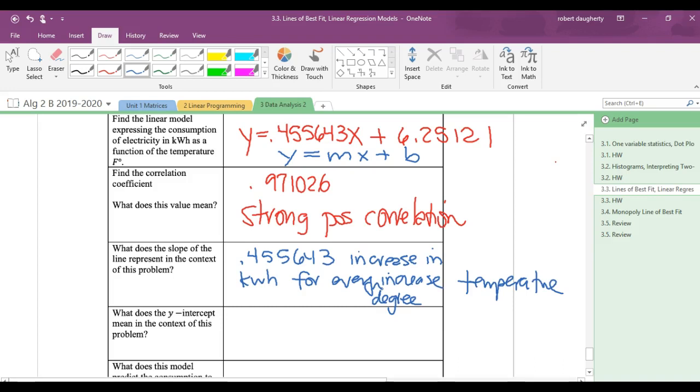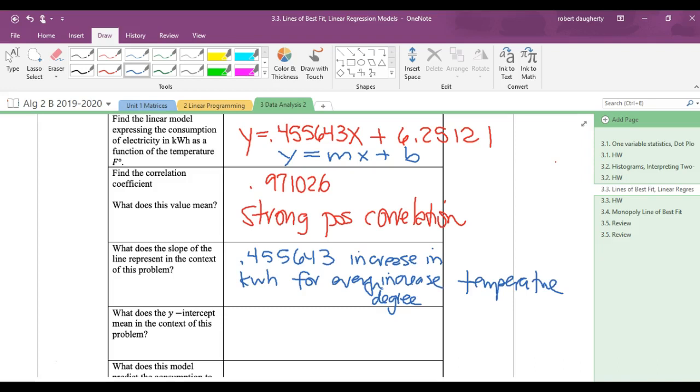What does the y-intercept represent in this problem? So what's the y-intercept? What number is it? You get the y-intercept when x is equal to what? No, you get the y-intercept when x is 0. Okay, you get the x-intercept when y is 0. So what would it mean? So the y-intercept is where I cross the axis when x is 0. What does it mean in this problem if x is 0?